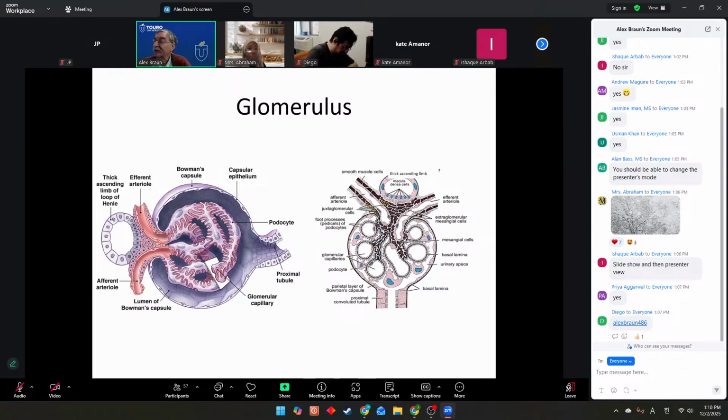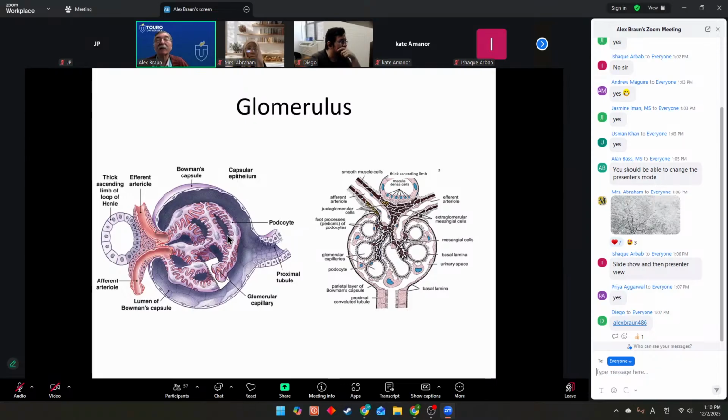And eventually the capillary loops come together again and form an efferent arteriole, like you see here. So an afferent arteriole comes in, breaks up into a bunch of anastomosing capillary loops, and then exits as an efferent arteriole. And where this occurs is called the vascular pole of the glomerulus. This is the vascular pole of the glomerulus.